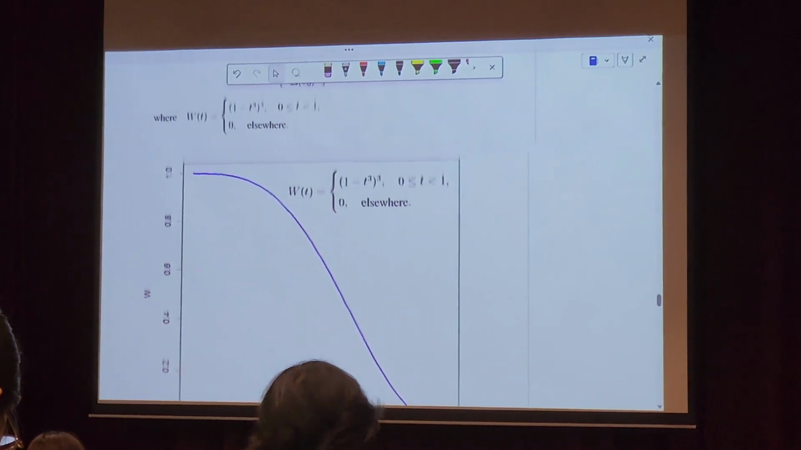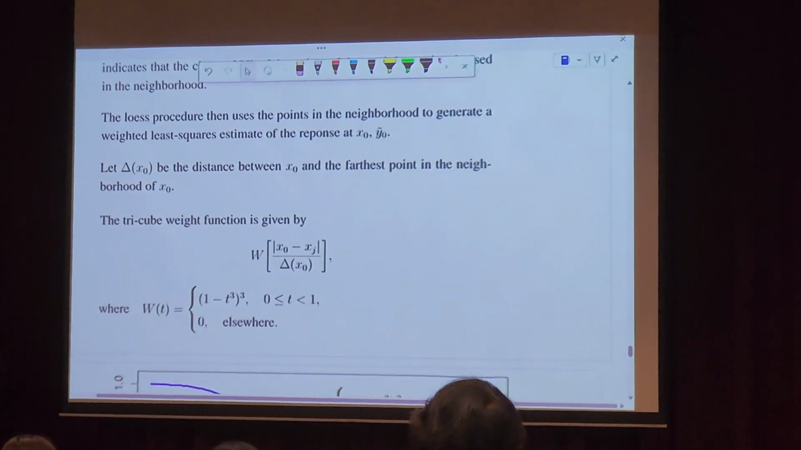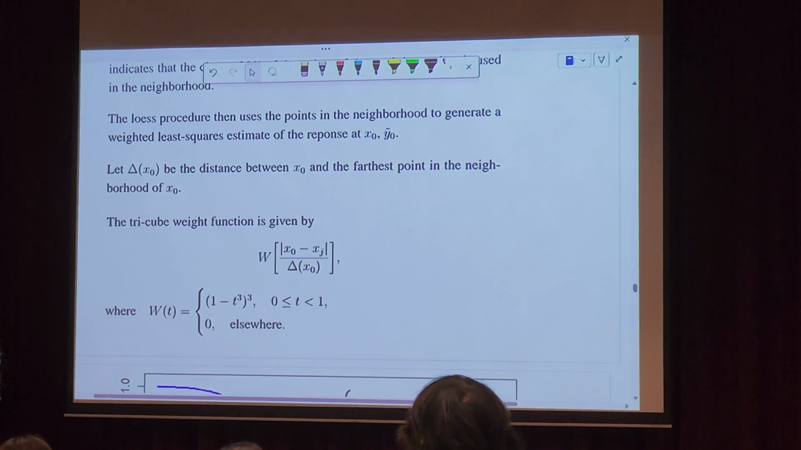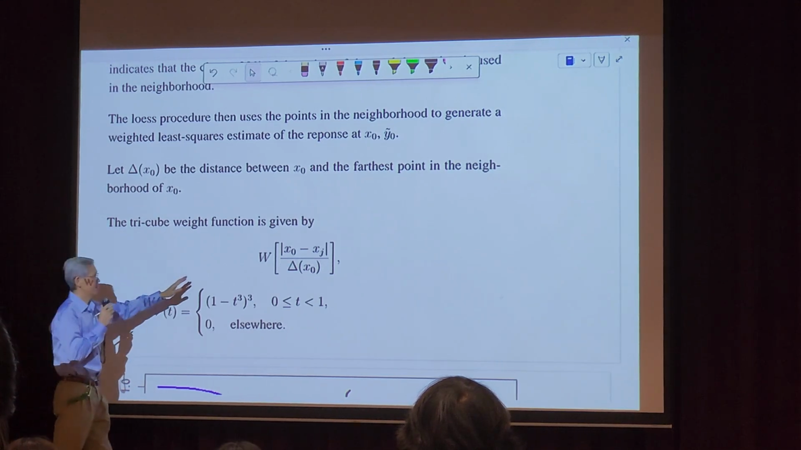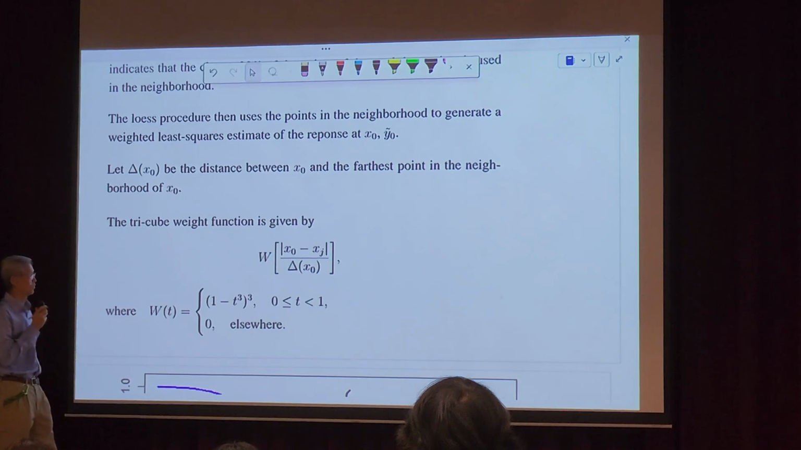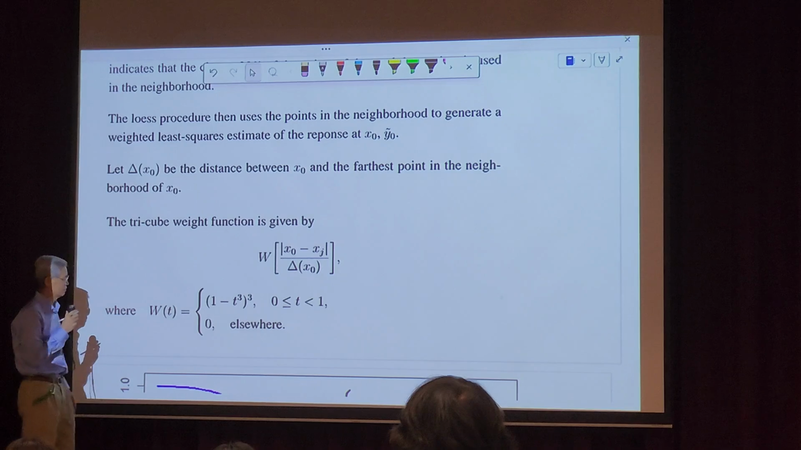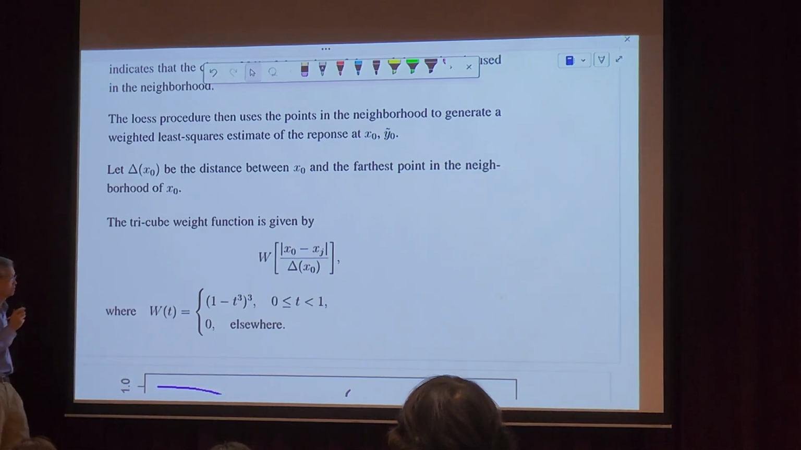Well, the weight, so let's just say that, I've explained this sentence. The last procedure uses this to generate the weighted least square response. Now the weight is given by this function here, according to the researcher who invented this method. The weight is 1 minus t cubed, to the power of 3. For some reason, the researcher preferred this weight.